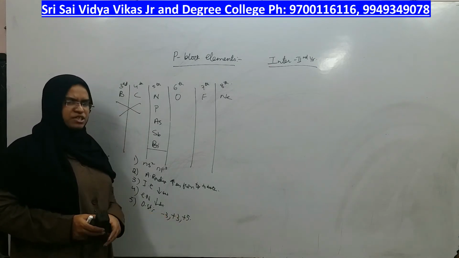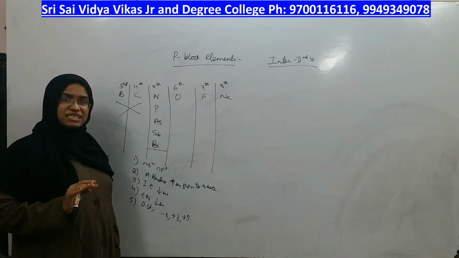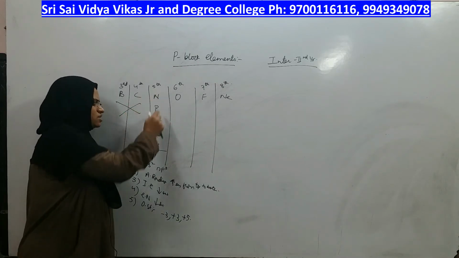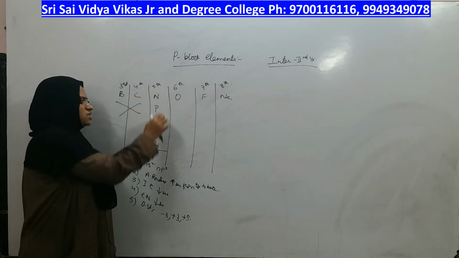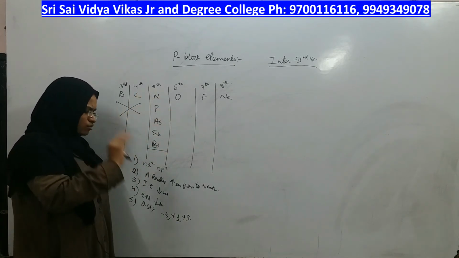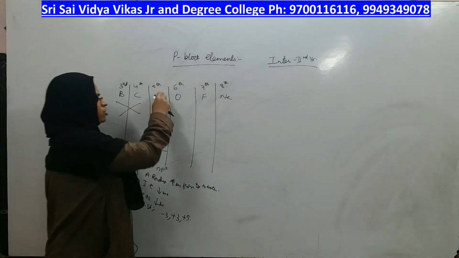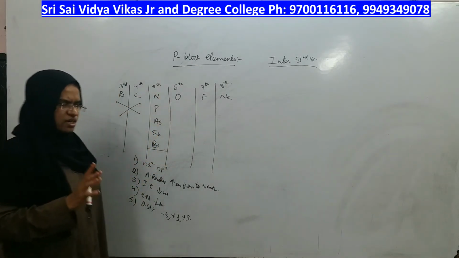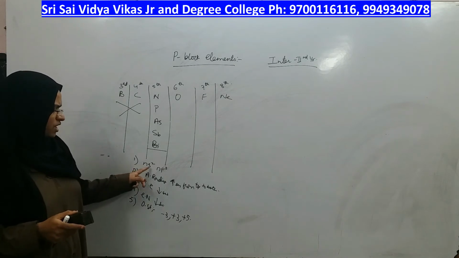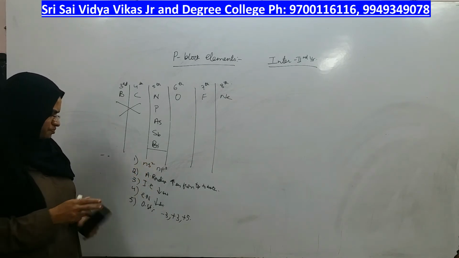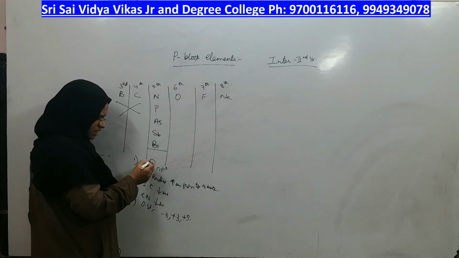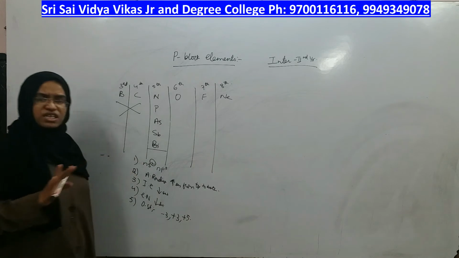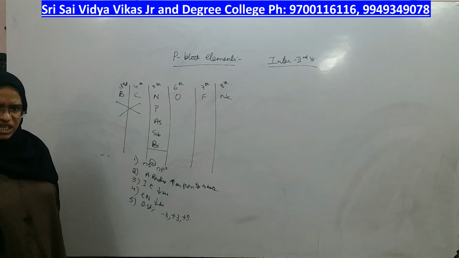Between +3 and +5, the stability of +3 oxidation state increases from top to bottom. The stability of +5 oxidation state decreases from top to bottom. Why? Because losing 5 electrons from top to bottom becomes difficult because of the inert pair effect of ns2. As you go down, the electrons present in ns2 show inert pair, meaning they cannot be removed easily. That is called the inert pair, which is present inside.